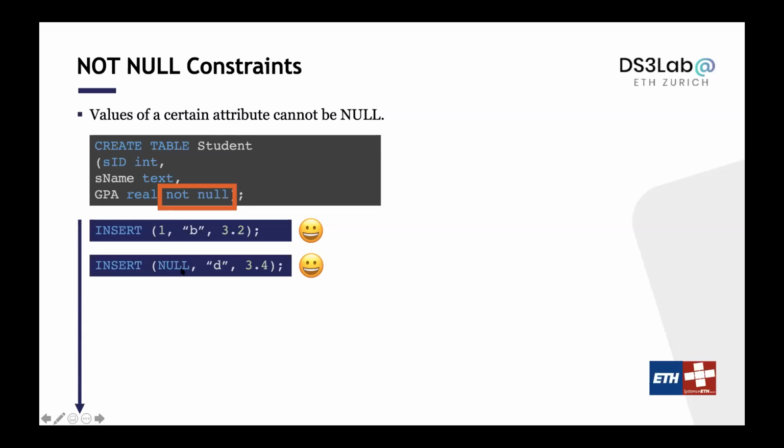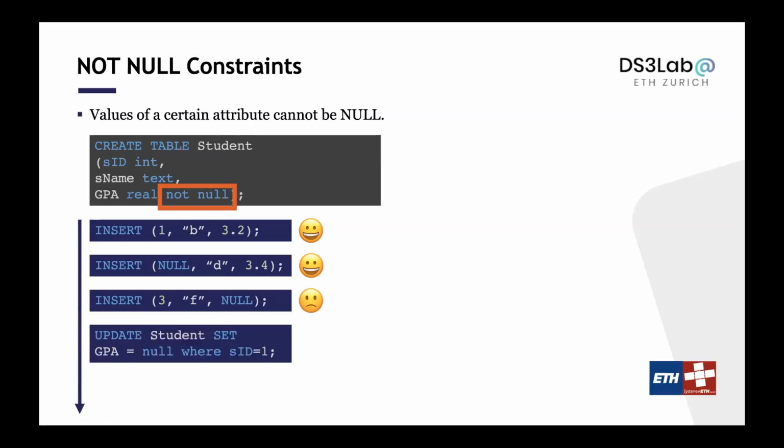The only thing that matters for this constraint is whether this 3.4 value, corresponding to GPA, is null or not. And of course, if you do another one that has GPA null, the database is going to throw an error because it violates your not null constraint, which is very natural.